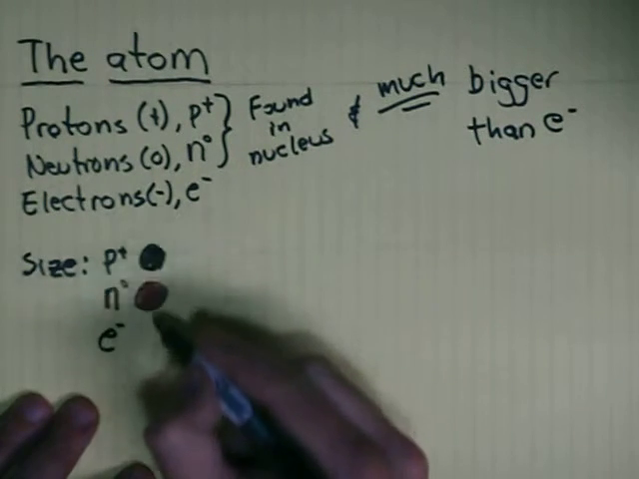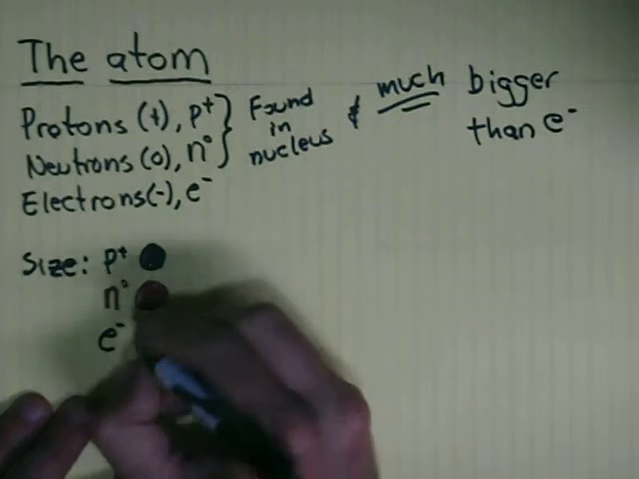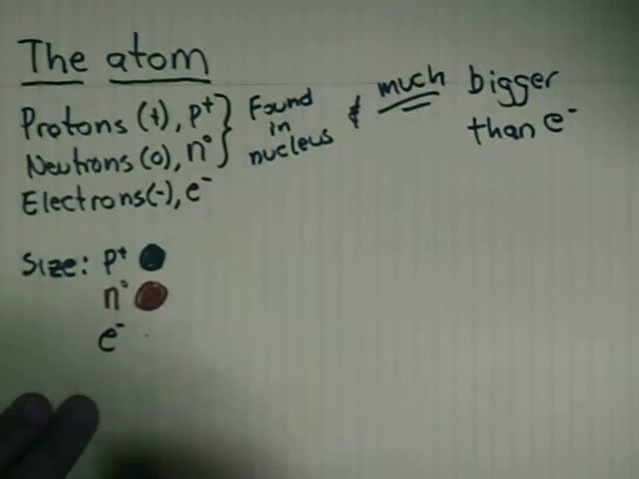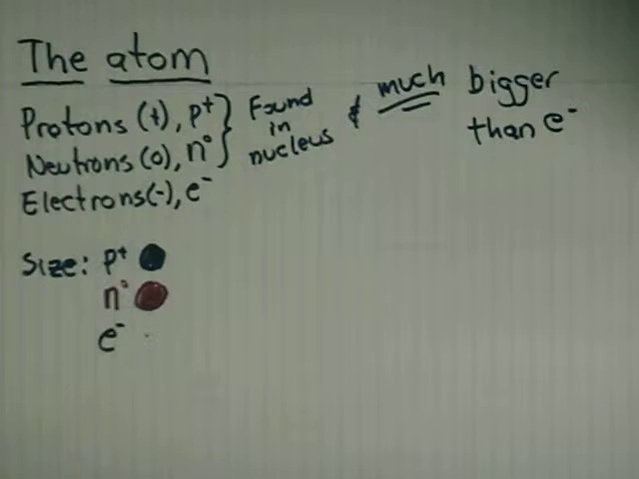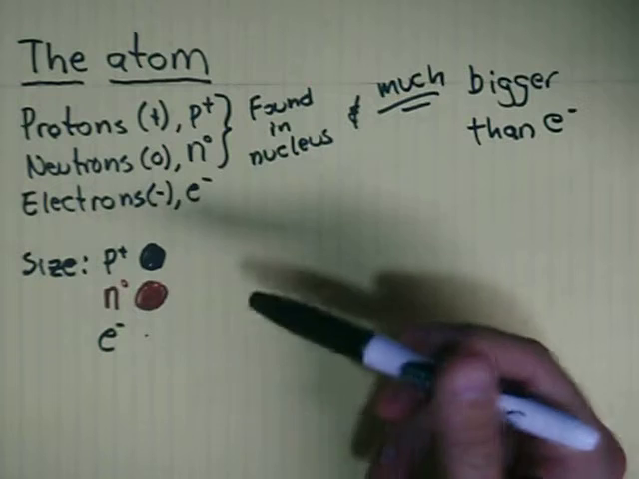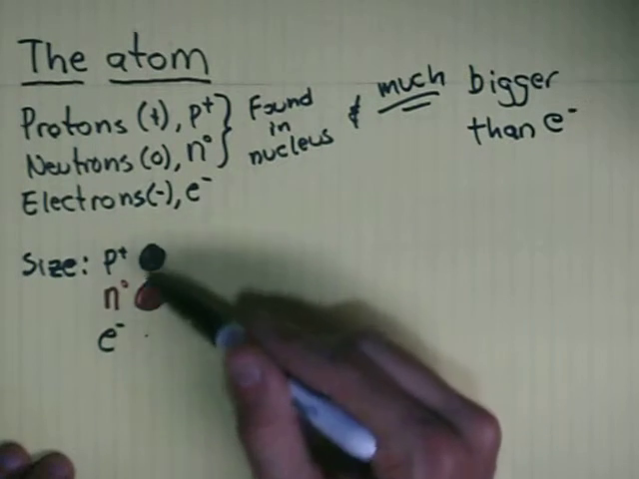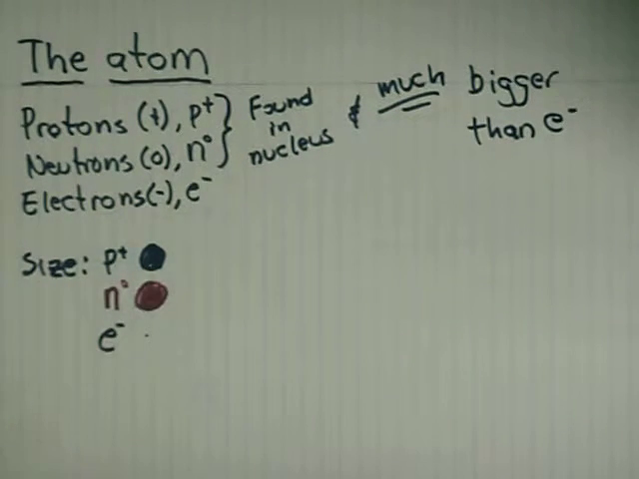So you see how big the proton and the neutron are. An electron would be about the size of that dot that I just put there. Even at that scale it might not quite be correct, but it gives you a rough idea of how much bigger these are compared to this electron.